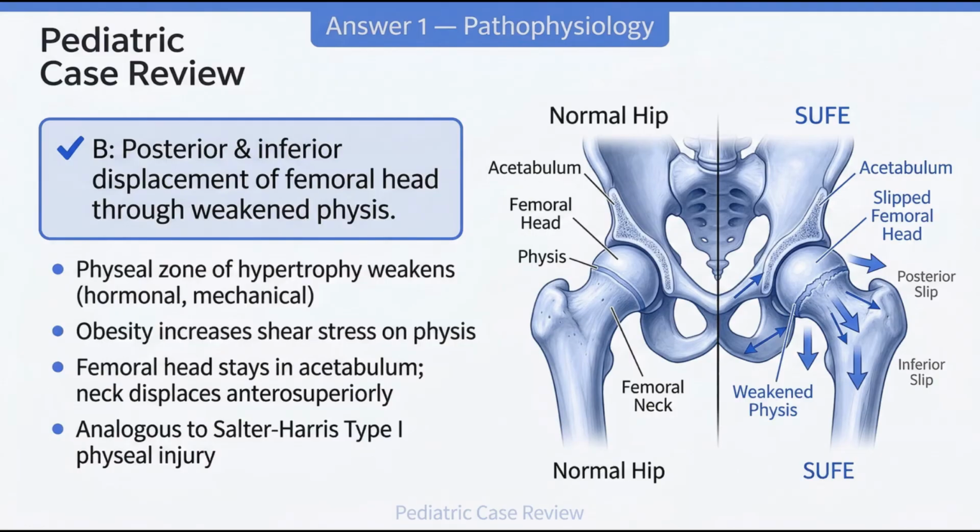Posterior and inferior displacement of the femoral head through a weakened physis. In slipped upper femoral epiphysis, the femoral head remains seated in the acetabulum while the femoral neck displaces anterosuperiorly. This occurs because the physeal zone of hypertrophy weakens under hormonal and mechanical stresses. Obesity dramatically increases shear stress across the physis. The injury pattern is analogous to a Salter-Harris type 1 physeal fracture, where the slip occurs through the hypertrophic zone of the growth plate rather than through bone or by inflammation.